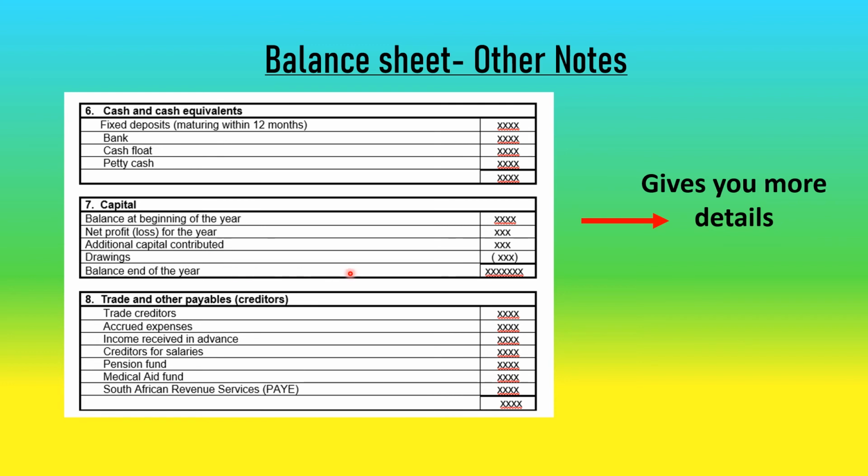And then you've got the balance at the end of the year, which is what you recalculate. Remember, this value should equal the value on your financial statement. Very similar to trade and other receivables, you've got trade and other payables.